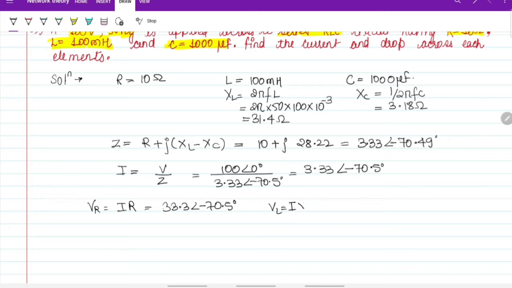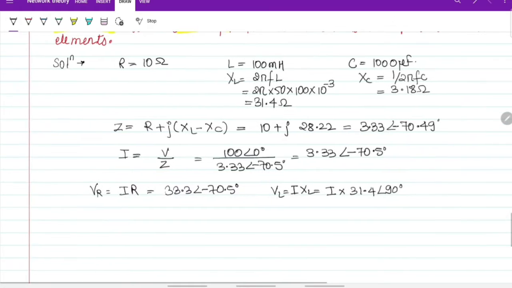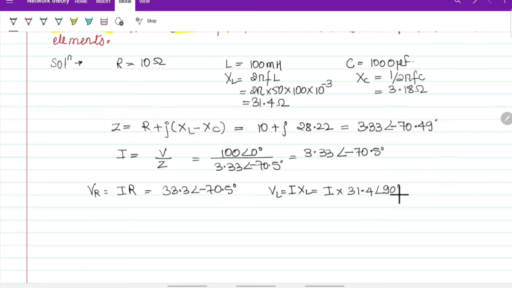VL will be I into XL. So I is 3.33 at an angle of minus 70 degree into XL, which will be 31.4 at an angle of 90 degree. Because here VL will be leading current by 90 degree in an RLC circuit. This will give you 104.5 at an angle of minus 70 plus 90, so this will give you 19.5.